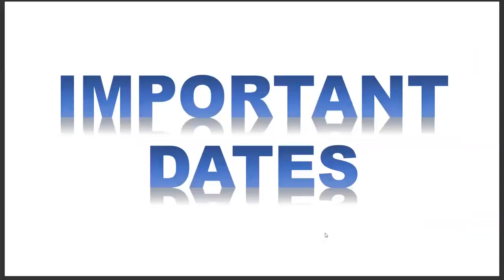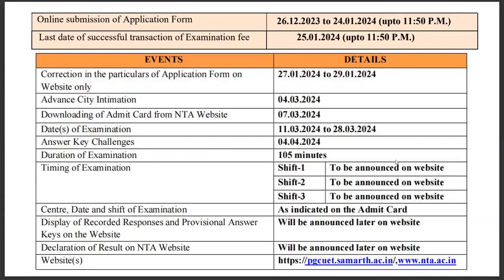So what are the important dates for this examination? The online submission date is 24th January 2024, the last date for fee submission is 25th, and the date of examination is 11th March. So we have exactly 2 months only. Today's date is the 12th, so we have only 2 months. They will conduct the exams from 11 to 28, depending on the subject. Maybe mathematics falls in between, and they will assign one of the dates. Okay, 2 months is that.